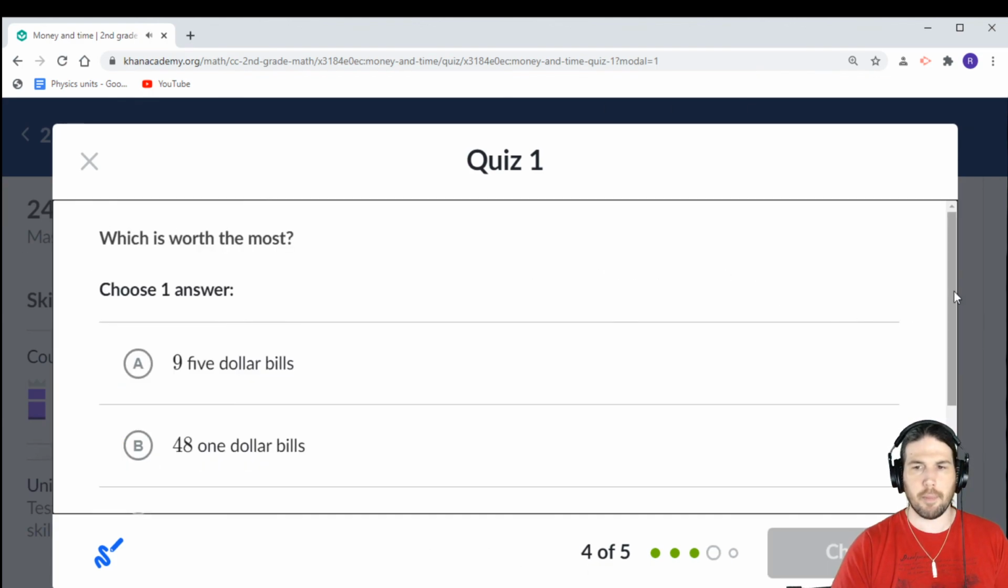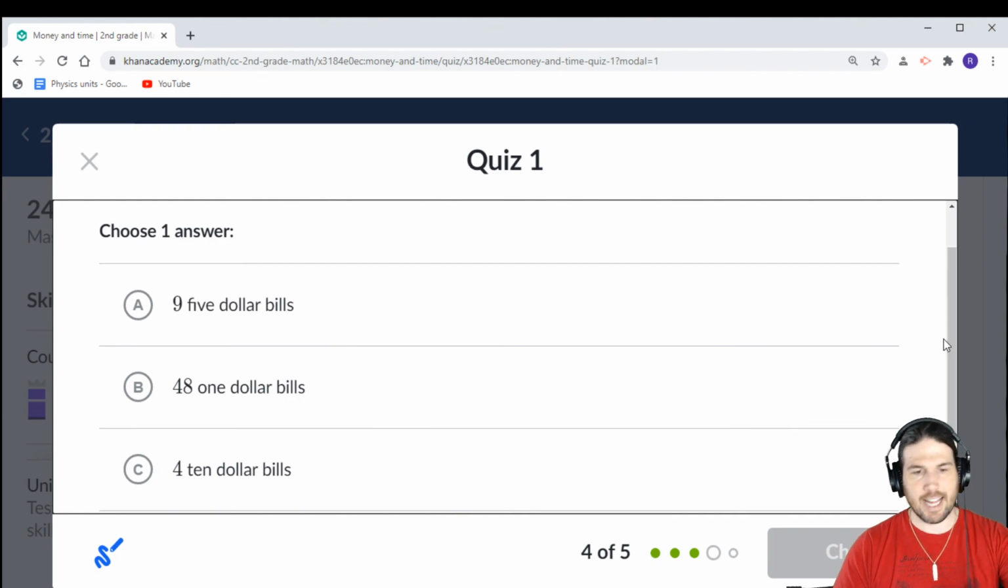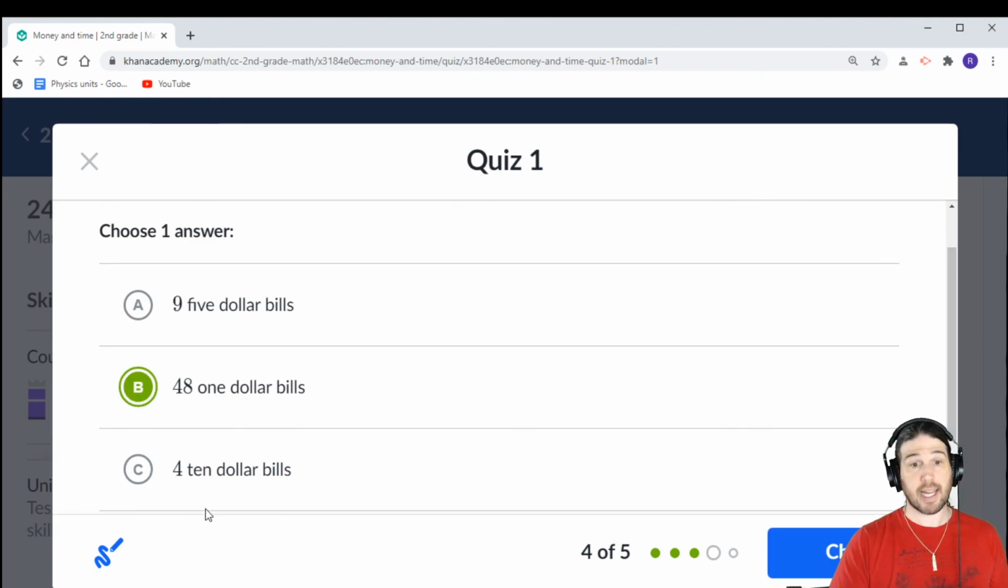Which one is worth the most? 9 $5 bills is worth $45. Again, you can count it out, 5, 10, 15, 20, 25, 30, all the way up to 45. So 48 $1 bills would be worth more than that. That's $48. And 4 tens is just 40, which is definitely less than 48.